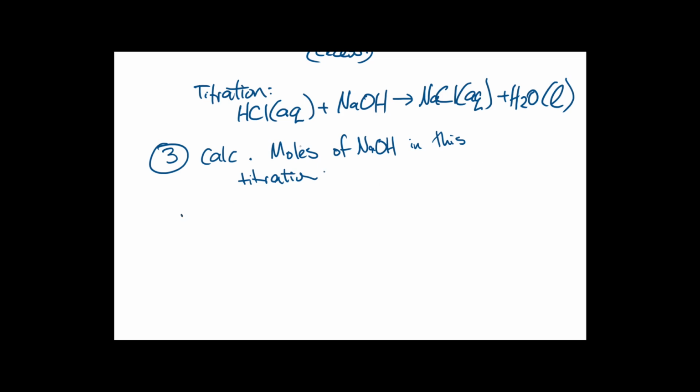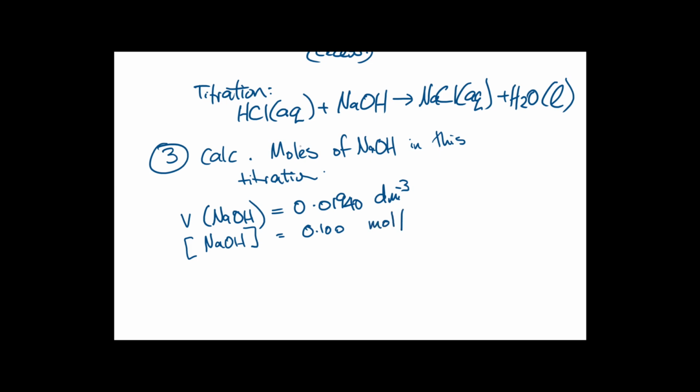Okay, so the volume of the sodium hydroxide is given to us as 0.01940 decimeters cubed. I think I worked that out beforehand. And the concentration of the NaOH is going to be 0.100 moles per decimeter cubed.